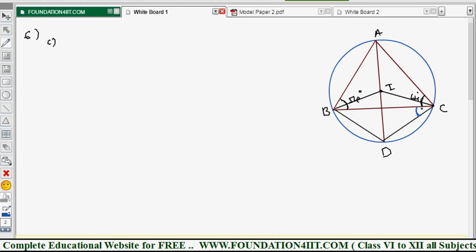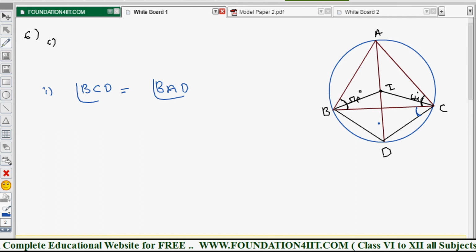So I is the point of intersection of the three angle bisectors of triangle ABC. Now to see these values, angle BCD. If you observe, we need to know that angles in the same segment are equal. Therefore, angle BCD is equal to BAD.